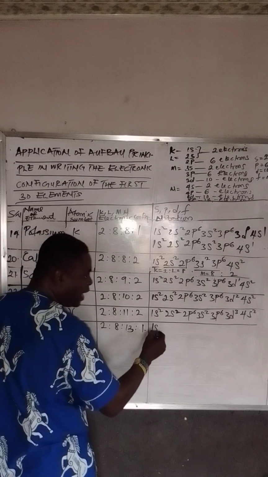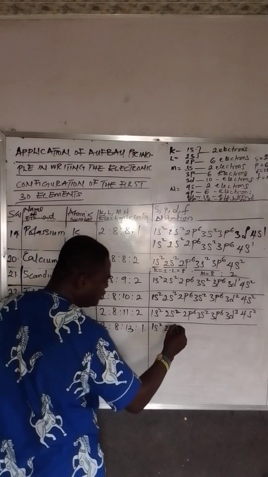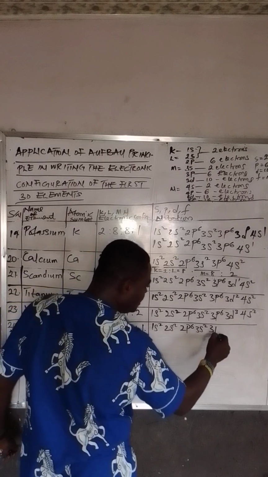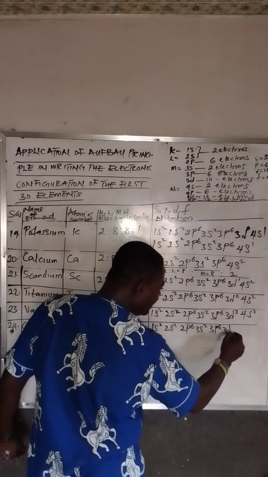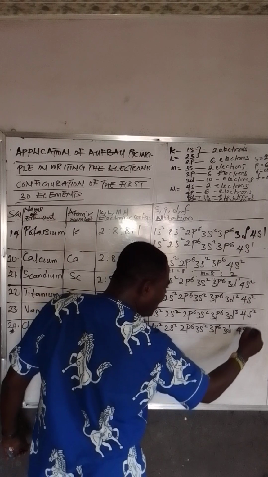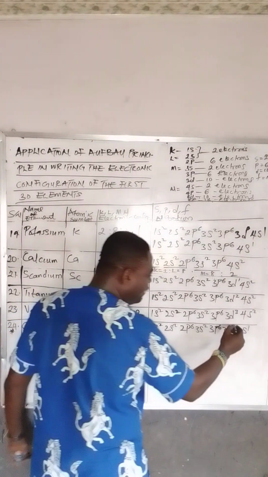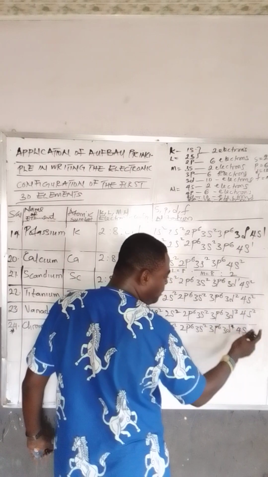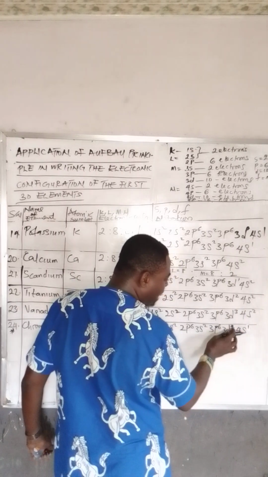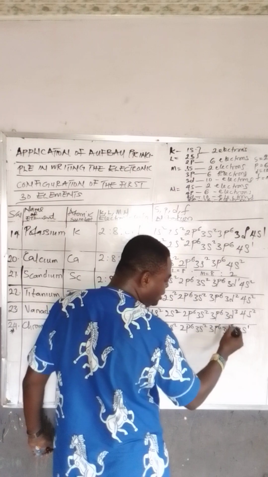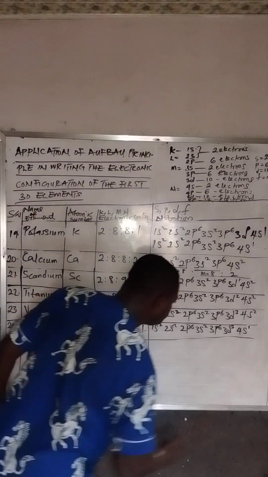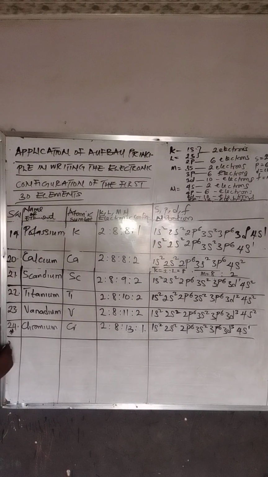And the configuration will now be 1s2, 2s2, 2p6, 3s2, 3p6, 3d5, 4s1. It's supposed to be 3d4, 4s2. But except for chromium and copper, they end in 1 and add 1 to this 4 to make it 3d5. So that is that. When we get to Hund's rule, we will understand better.